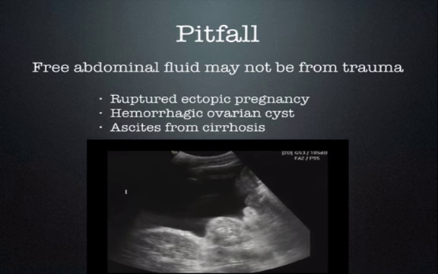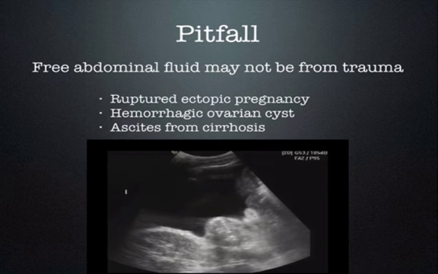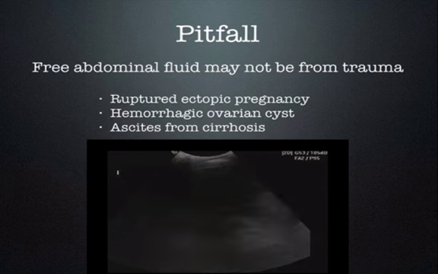A ruptured ectopic pregnancy will have bleeding. A hemorrhagic ovarian cyst will have bleeding. And ascites from cirrhosis will also look like free intra-abdominal fluid.